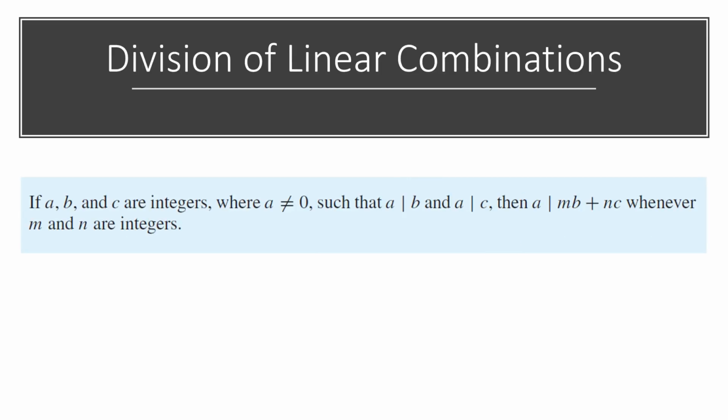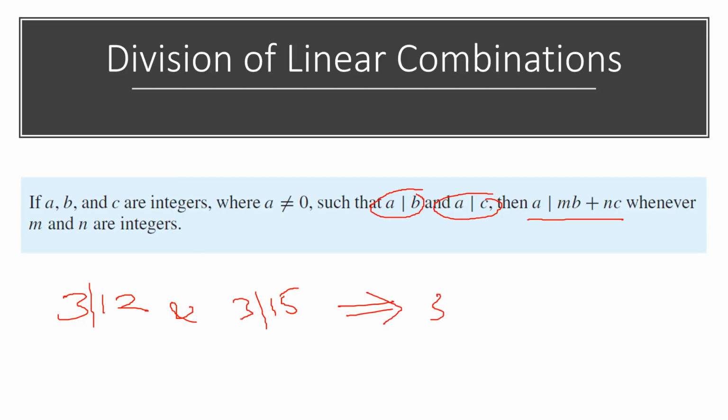Now, division of linear combinations: if A divides B and A divides C, then A also divides any linear combination of them. For example, we know 3 divides 12 and we know 3 divides 15, and this implies that 3 divides 12 plus 15.